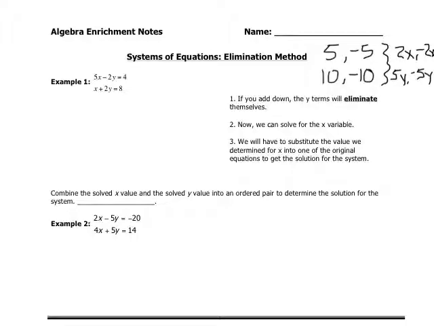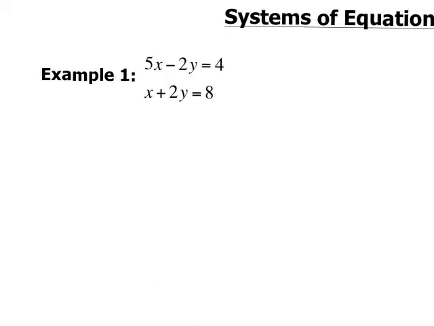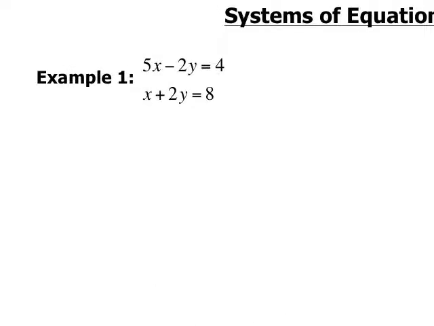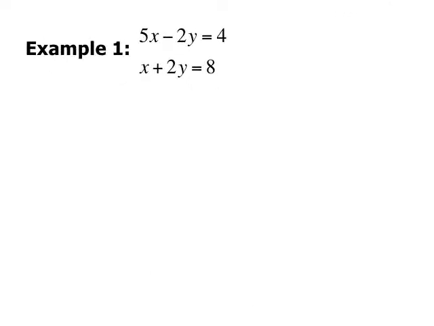Okay, so let's look at example 1 here. The question you need to ask yourself when you approach an elimination problem is, do I see anything that when I add it together would eliminate? And hopefully you see, if I did 5x plus x, that would make 6x. That wouldn't eliminate. That doesn't help me. But you see here, if I do negative 2y plus 2y, that will eliminate, right? So all we're going to do is simply add the two equations together, straight down.